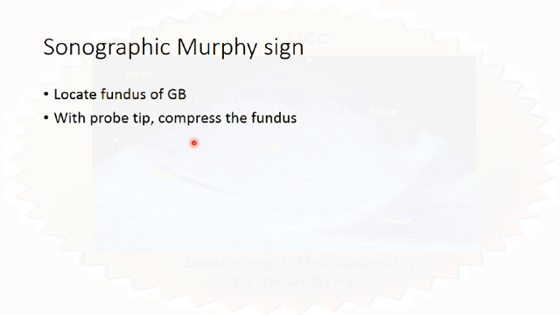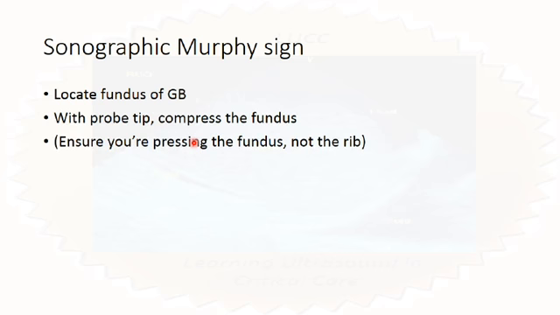Now we'll talk about the second hard sign, which is the Sonographic Murphy sign. How do you get it? Firstly, locate the fundus of the gallbladder, and then with the probe tip, press on the fundus. Ensure obviously that you're pressing the fundus and you're not pressing the rib of the patient, because if you press anybody's rib with a hard transducer, they're going to shout. So press the fundus, make sure you're not pressing on the rib, and if you have severe tenderness, that's called a positive Sonographic Murphy sign response.